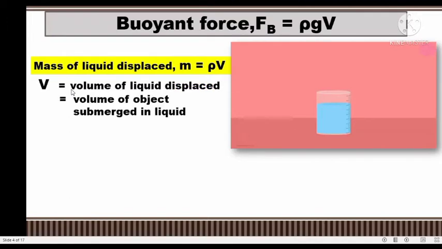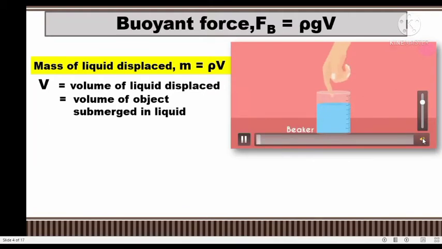From the formula of density of liquid, we get mass of liquid displaced equals density of liquid displaced multiplied by volume of liquid displaced. The volume of liquid displaced is equal to the volume of the object submerged in liquid.